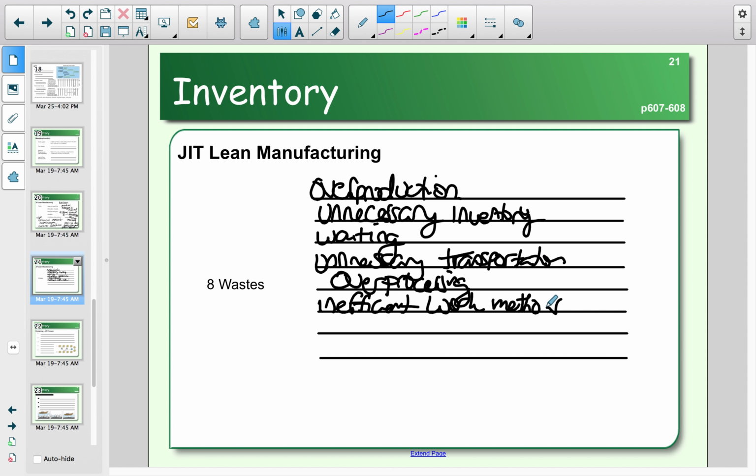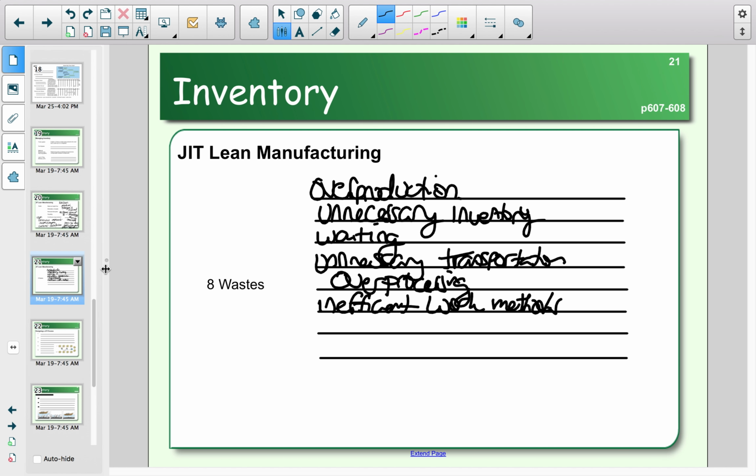So as part of our just-in-time lean manufacturing, we want to evaluate our process flow and determine what the most efficient method is for making our product. And as part of that, we will set some standards in terms of the process that we're using. So we'll remove any inefficiencies.